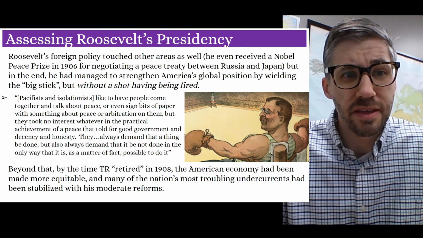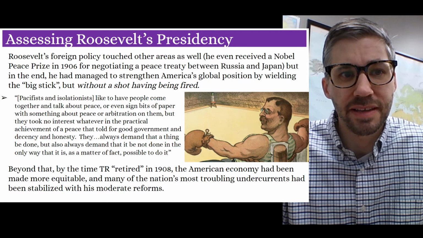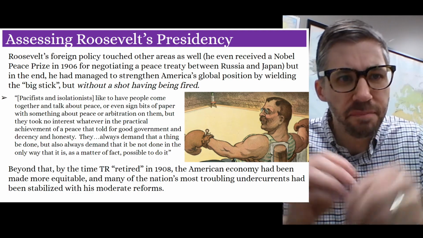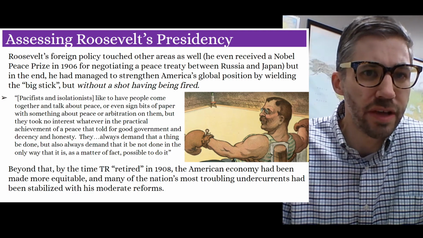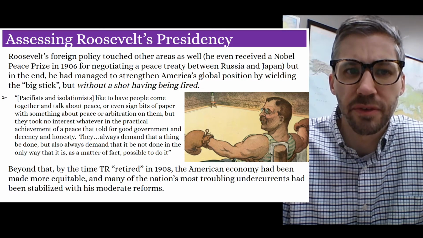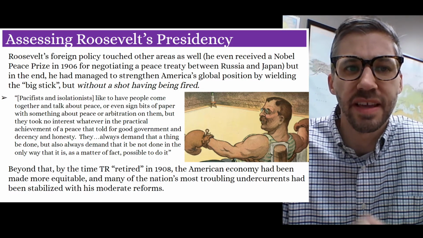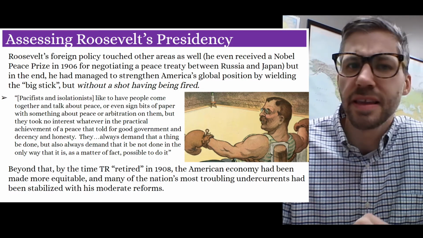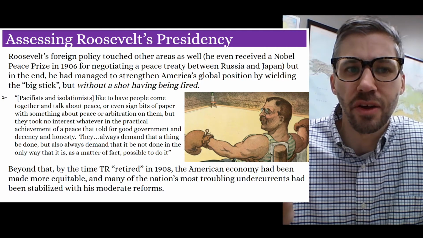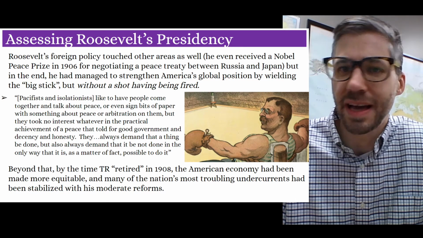He wrote later, he said, pacifists and isolationists like to have people come together and talk about peace, or even sign bits of paper with something about peace or arbitration on them. But they took no interest whatever in the practical achievement of a peace that told for good government and decency and honesty. They always demanded that a thing be done, but also demanded that it not be done in the only way that it is, as a matter of fact, possible to do it.